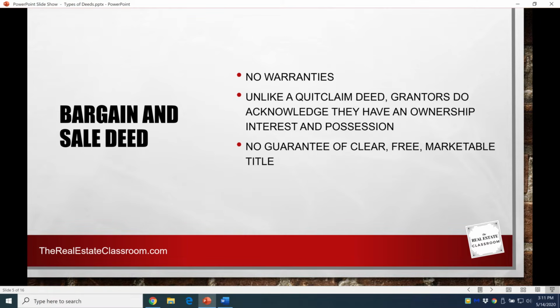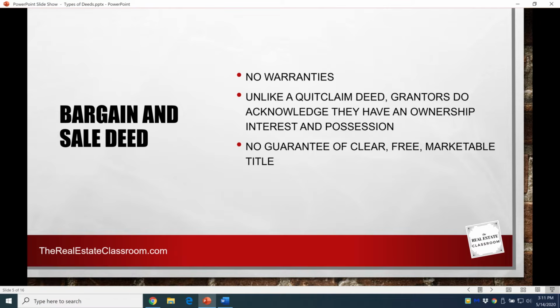A bargain and sale deed. Now, a bargain and sale deed offers absolutely no warranties or indemnification. And unlike the quitclaim deed, which we're going to talk about next, the grantors do acknowledge that they have ownership. They just don't know how much. So they're saying, listen, I know I have some ownership interest, and I know I possess ownership interest, but I don't know what kind, what the quality is or how much. But I do have some, and you can have it.